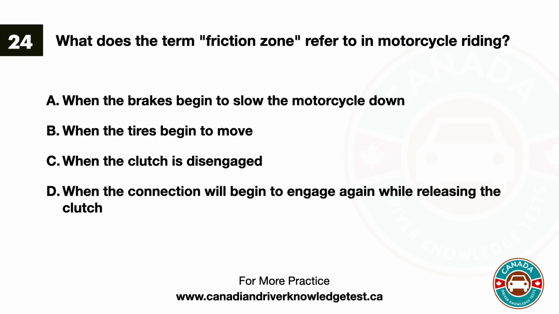Question 24. What does the term friction zone refer to in motorcycle riding? A. When the brakes begin to slow the motorcycle down. B. When the tires begin to move. C. When the clutch is disengaged. D. When the connection will begin to engage again while releasing the clutch. The answer is D. When the connection will begin to engage again while releasing the clutch.